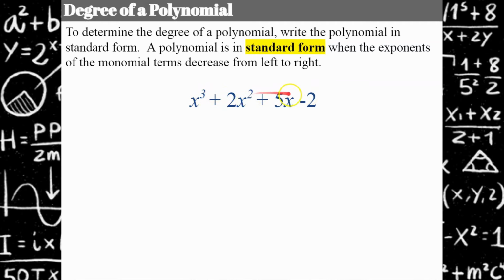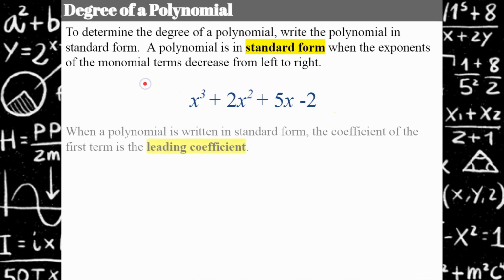So it might skip when you're going in descending order, but it goes in descending order, okay? So when we do this, once we have our polynomial written in standard form, then we're going to be asked about things like the coefficient of the polynomial. And we call this the leading coefficient. And this will become very important later on as you get into Algebra 2 and further courses. But here we just want to introduce some vocabulary.